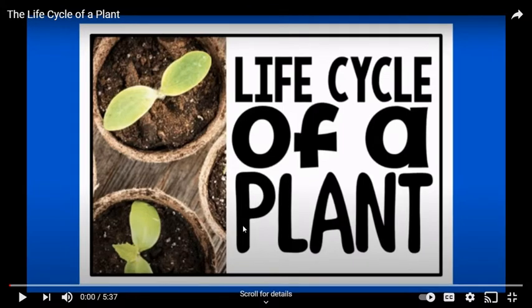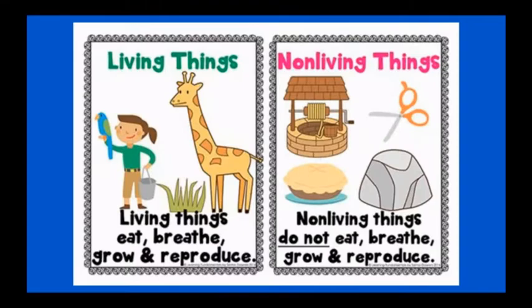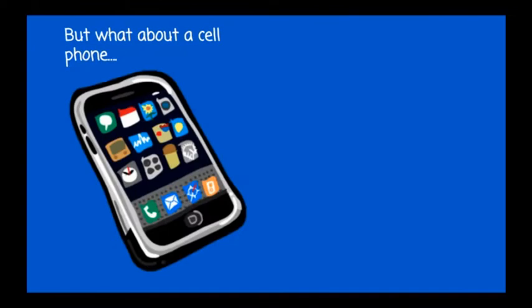The life cycle of a plant. You may be asking yourself, is a plant a living thing? Living things eat, breathe, grow, and reproduce. Non-living things do not eat, breathe, grow, and reproduce. So you may ask yourself, but what about a cell phone? A cell phone can die. If it dies, doesn't that mean it's a living thing? No, it doesn't. If a cell phone dies, you can plug it back in so the battery will charge back up. That doesn't happen to living things.